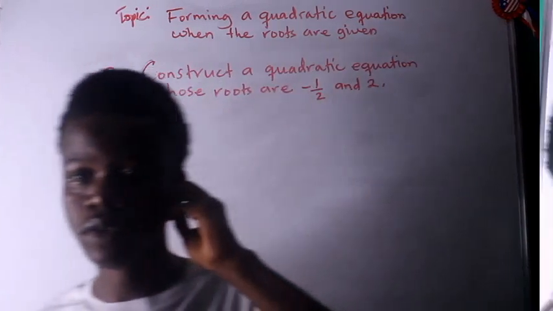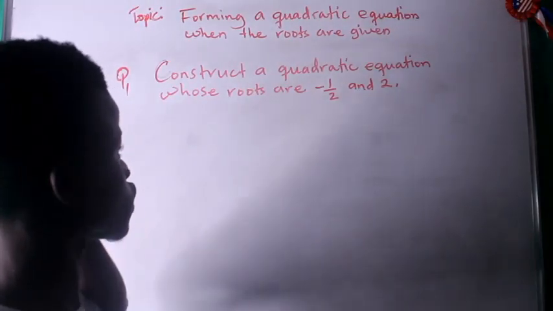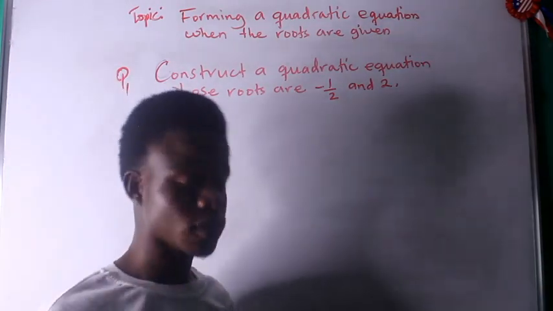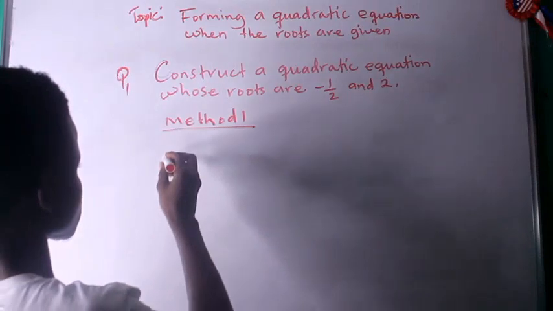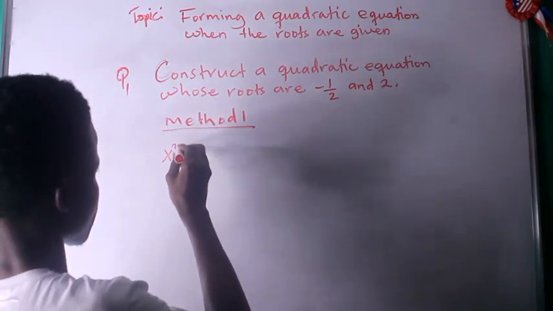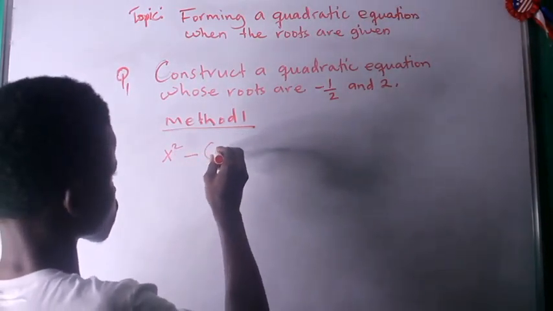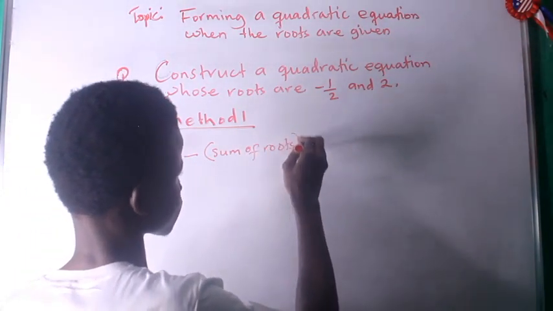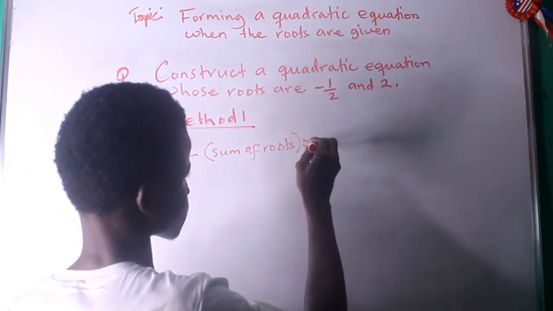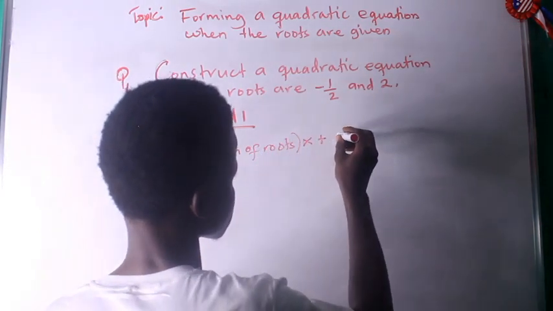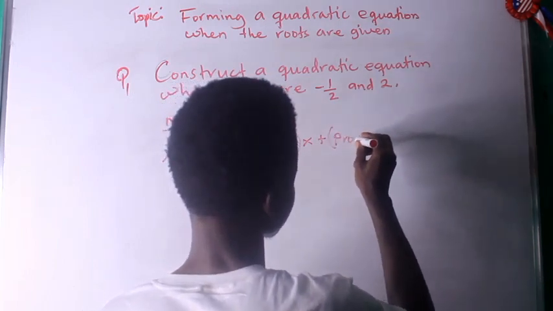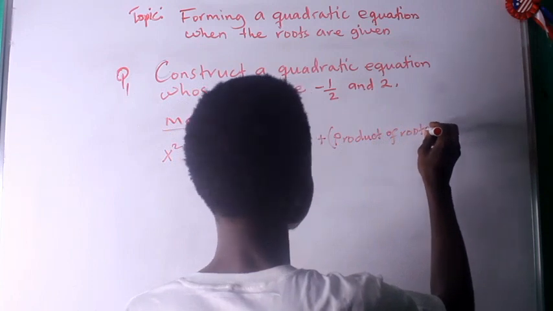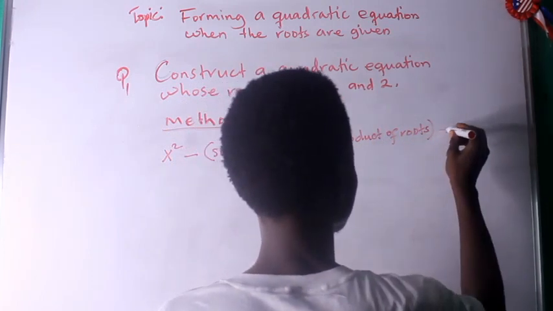We'll be using two methods to construct the quadratic equation whose roots are minus 1 over 2 and 2. Our first method is in the form x squared minus the sum of the roots times x plus the product of roots equals 0.